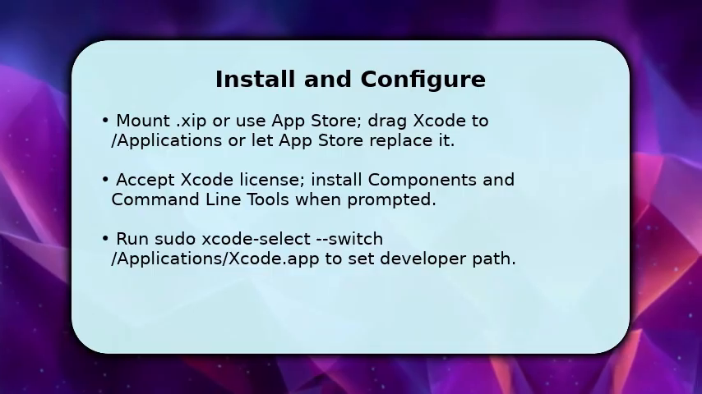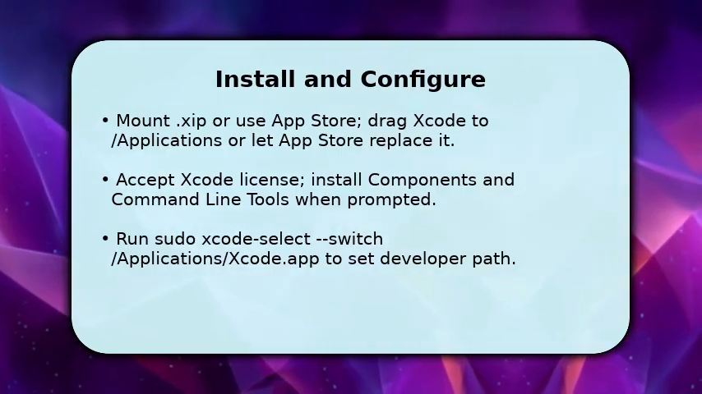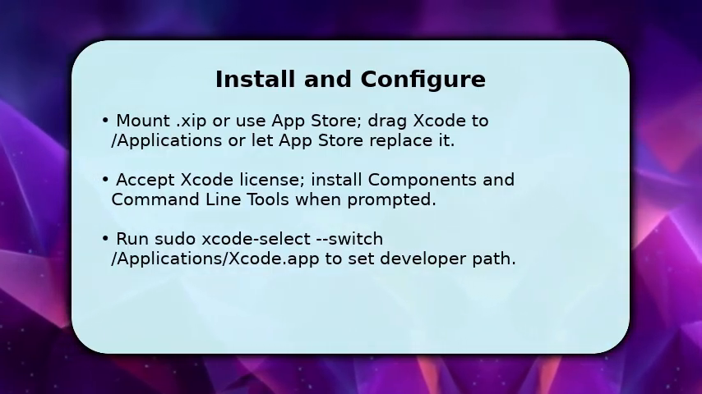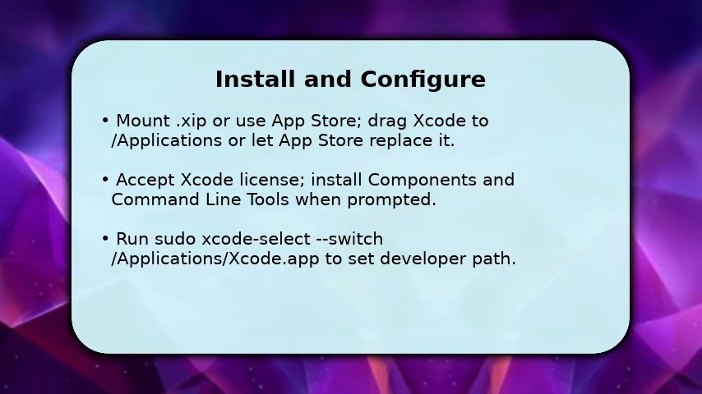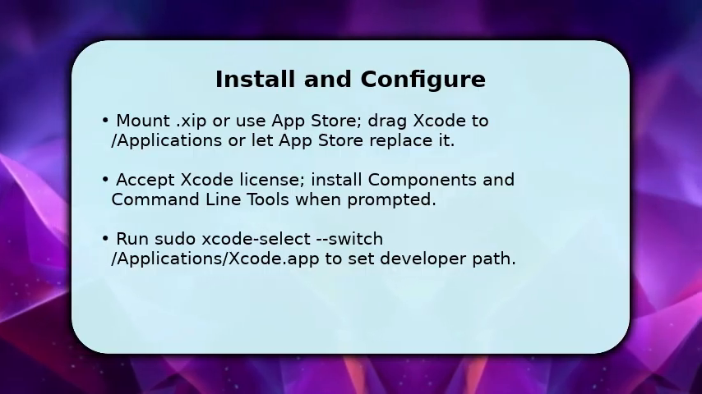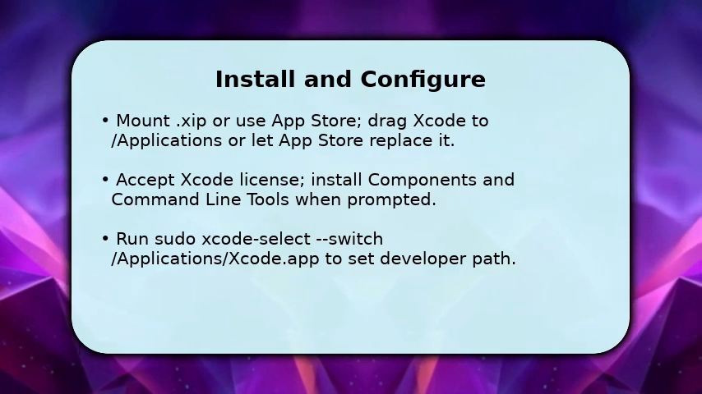Next, install or update command line tools. If they don't auto-install, run the installer or use xcode-select. Finally, explicitly set the developer path with sudo xcode-select -switch /Applications/Xcode.app so builds and tools point to the new installation.